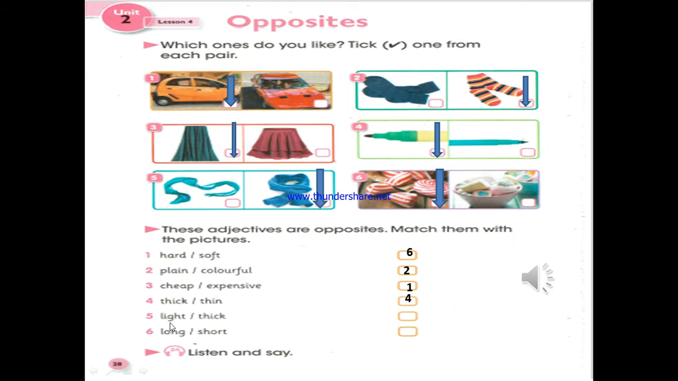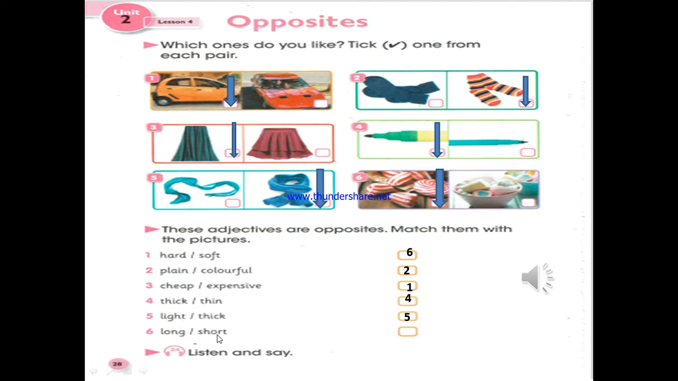Five. Light and thick. Light اللي هو خفيف يعني, okay, just like this scarf. Thick, it's سميك, just like this scarf. This is the winter scarf and this is the summer scarf. يعني هذا شال صيفي وهذا شال شتوي, فيكون الشال بالشتاء يكون thick, أما الشال اللي يكون بالصيف يكون light, خفيف. I think number what? Number 5.